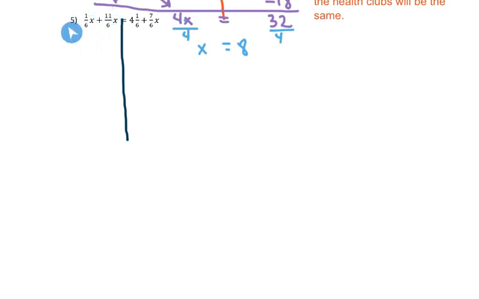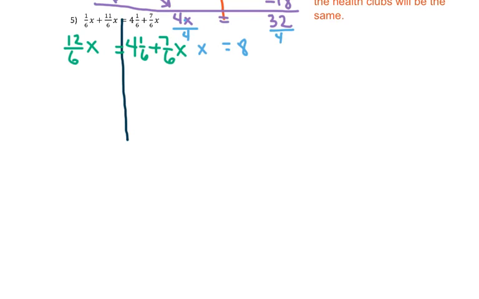1/6 plus 11/6 is 12/6. Remember, when we add fractions, we have to have the same denominator, but the denominator stays the same and we just add the numerators. So this one is going to become 12/6 x. And I'm going to copy down the other side, 4 1/6 plus 7/6 x. So that was the first step, to combine like terms on the same side of the black line.